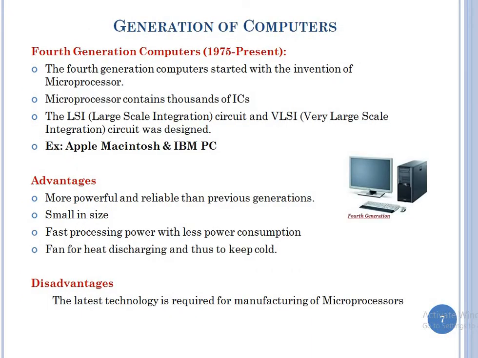Let me see the fourth generation of computers. The fourth generation of computers was implemented in the year 1975 up to the present. The fourth generation computers used very large scale integrated circuits, that is, a chip containing millions of transistors and other circuit elements. These chips made this generation of computers more compact, powerful, fast and affordable.